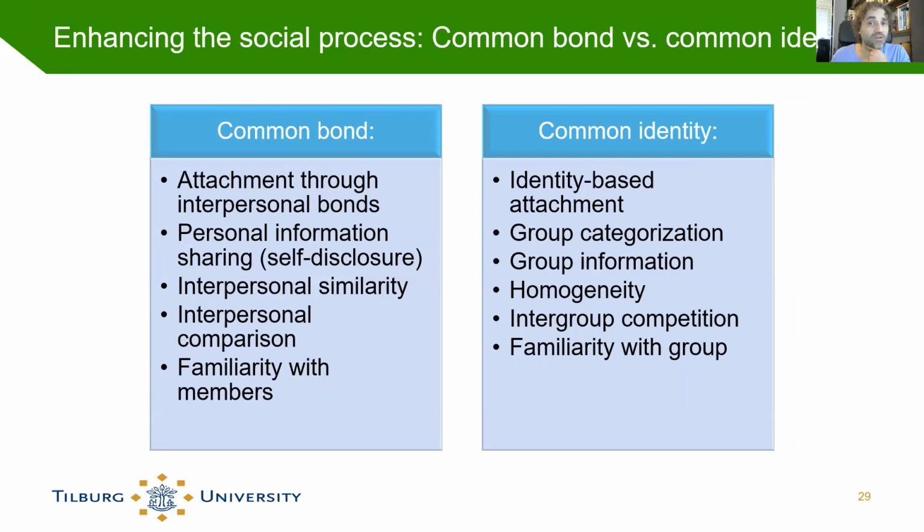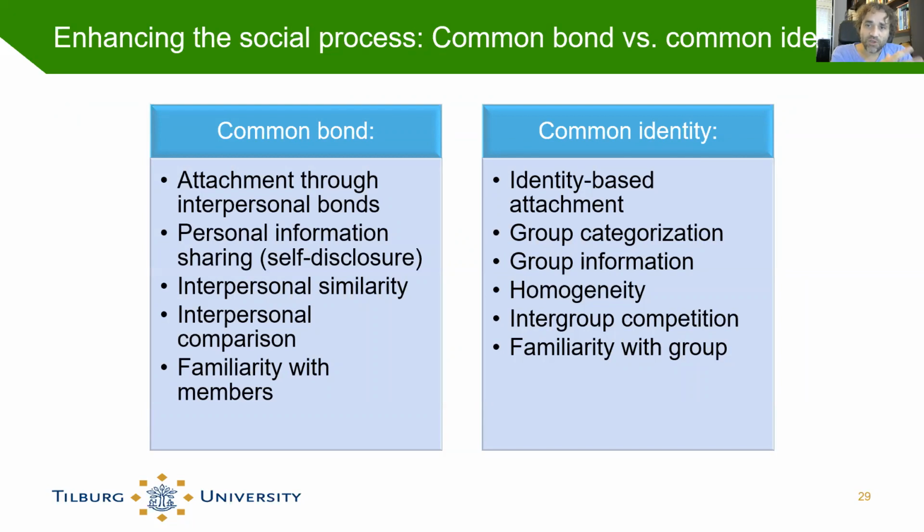It's mostly common bond. So you have an interpersonal bond because you feel attachment to all individual people in the group. You know each other, you can tell each other stories, so you can self-disclose. You have interpersonal similarity, so you feel similar because you know that they are actually similar to you, they are all basically the same age, etc. You make interpersonal comparisons, he is good at this, she is good at that. And you basically know each other, you're familiar with the team members. So that's one way of attachment to a team.